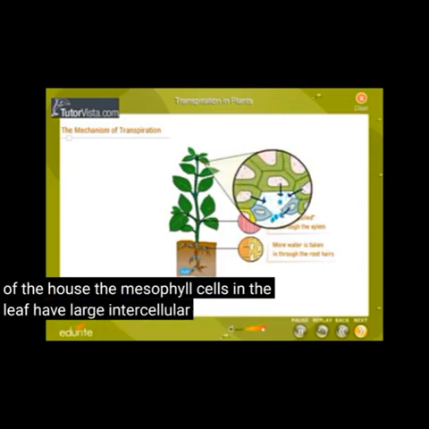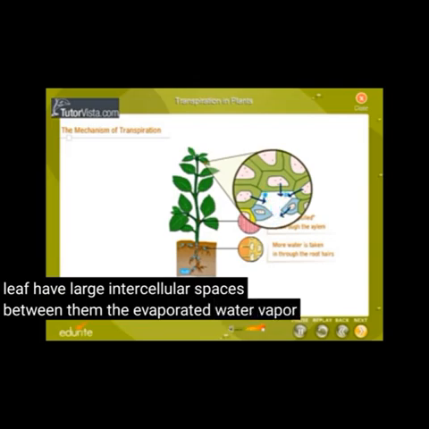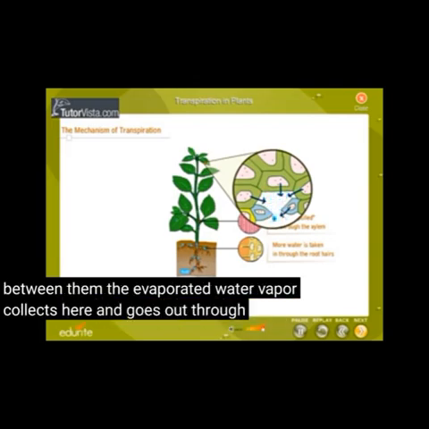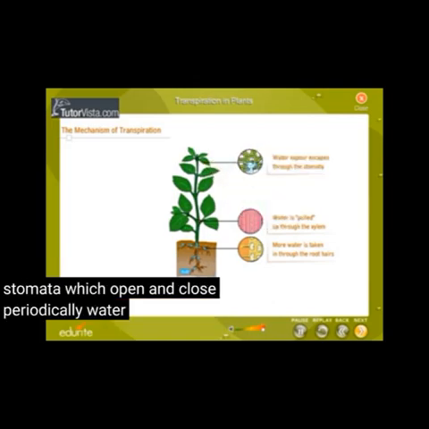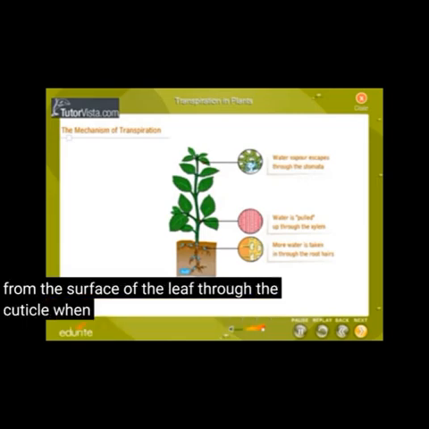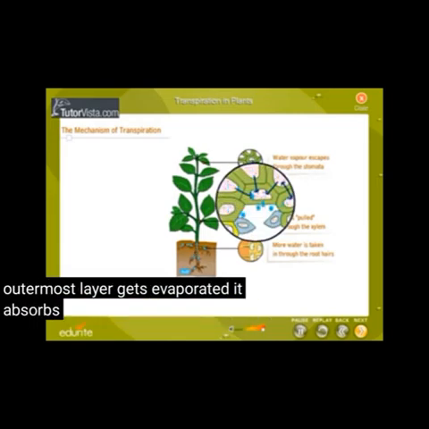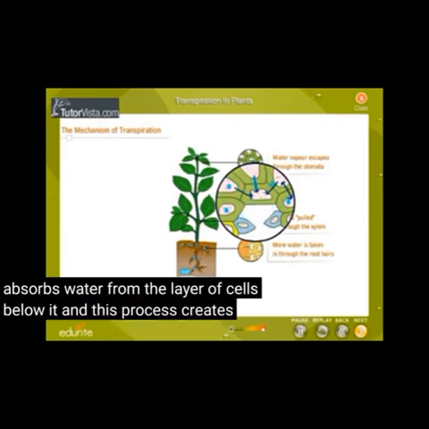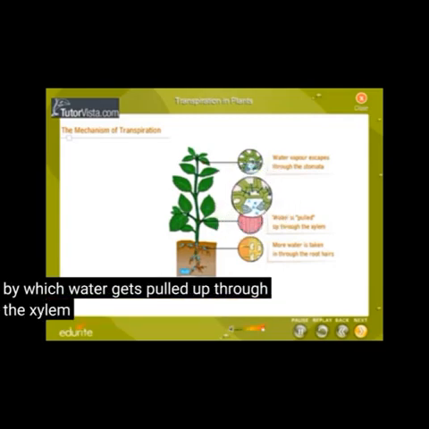The mesophyll cells in the leaf have large intercellular spaces. Between them, the evaporated water vapor collects and goes out through the stomata, which open and close periodically. Water is also evaporated from the surface of the leaf through the cuticle. When the water from the outermost layer gets evaporated, it absorbs water from the layer of cells below it, and this process creates a pull by which water gets pulled up through the xylem.